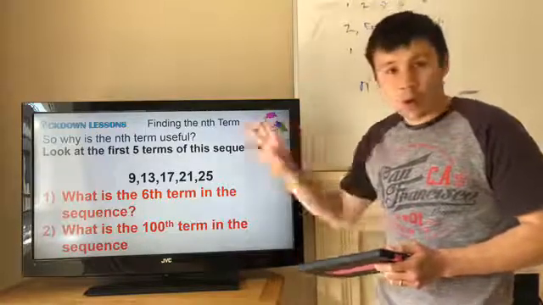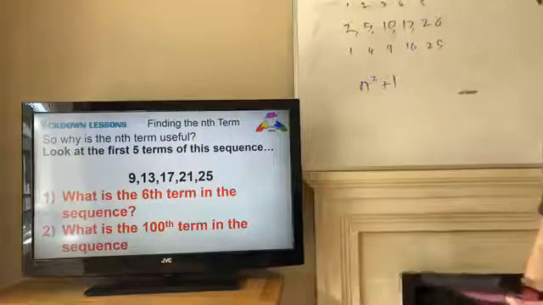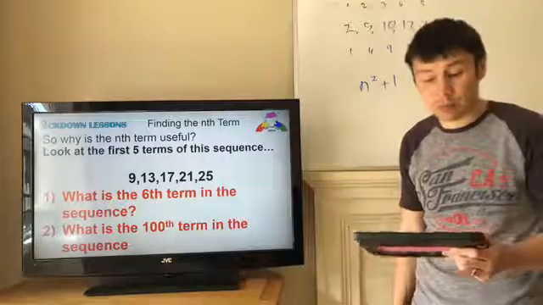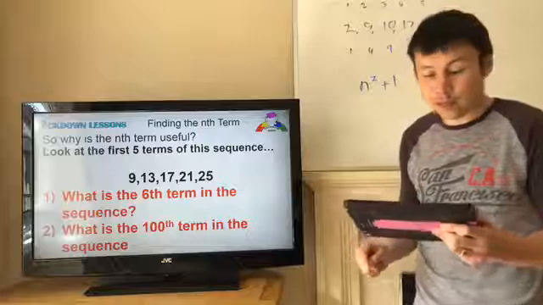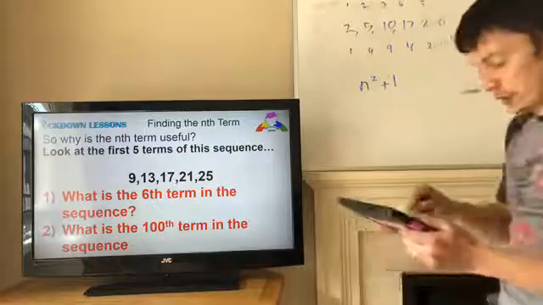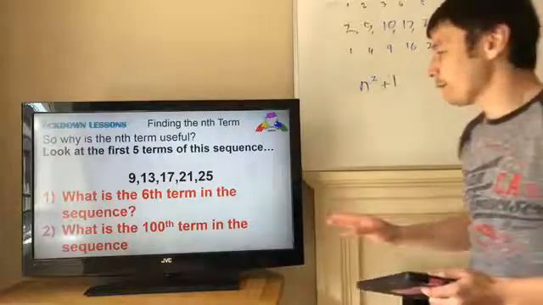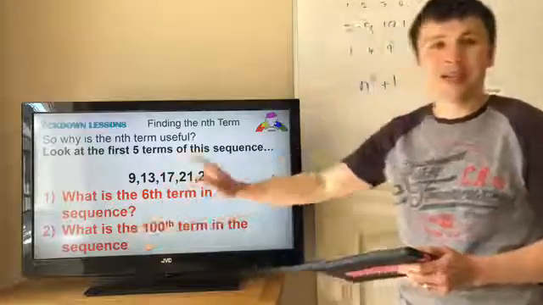Okay, and then we just got one more question after this, and then we'll stop. We've got through a lot of work today. This is probably one of the hardest things we've done, so really good work. So, can anyone find the 100th term in this sequence?